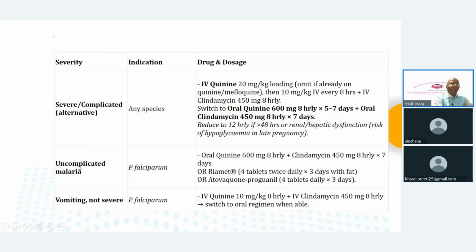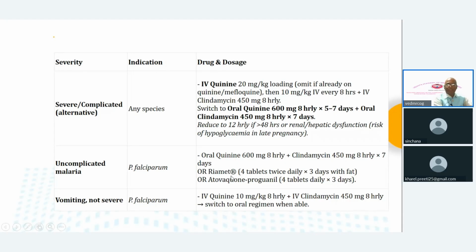Then uncomplicated malaria, because of Plasmodium falciparum, the drug of choice is the same, quinine plus clindamycin. Whatever you have given IV, but in uncomplicated you will give oral quinine plus clindamycin, same dose. Initially you cover with IV followed by oral. The same oral becomes the first drug of choice in uncomplicated malaria. Oral quinine 600 milligram 8 hourly plus clindamycin 450 milligram 8 hourly for 7 days.